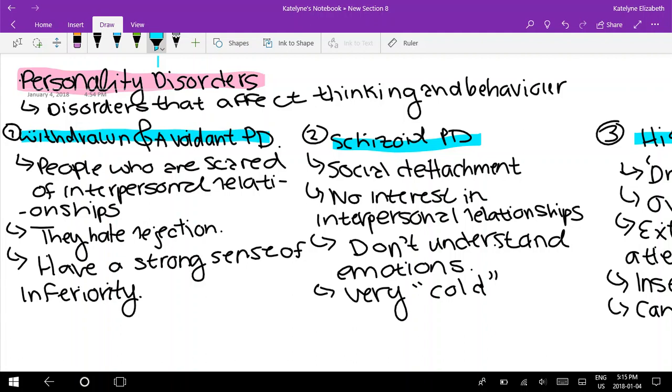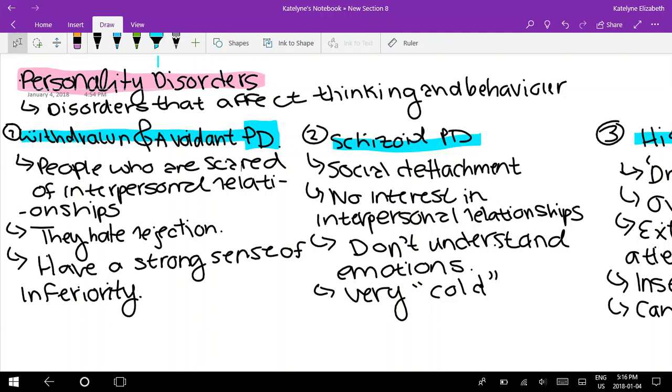So we have different types of personality disorders that we're going to be discussing today. Our first one is withdrawn and avoidant personality disorder. Please note that PD, shown right here, just represents personality disorder; I just don't want to write it out. Some characteristics these people typically have are that they're very scared of interpersonal relationships. In fact, they also hate rejection, and they typically have a strong sense of inferiority. So that is really what characterizes withdrawn and avoidant personality disorder. They're basically withdrawn from people and they try to avoid any interpersonal relationships.